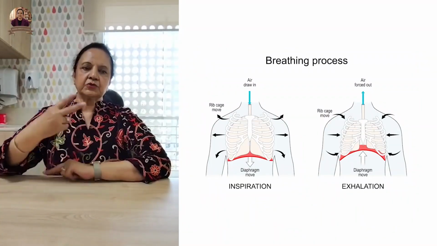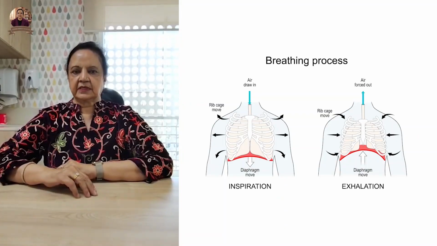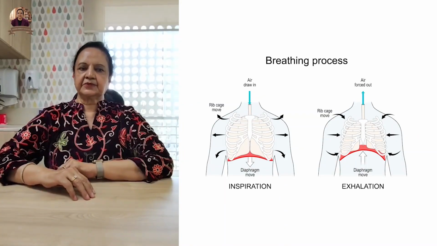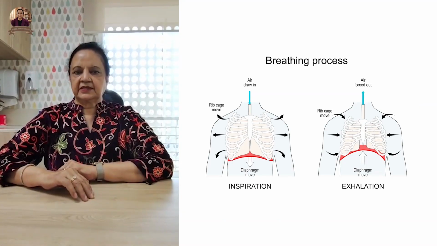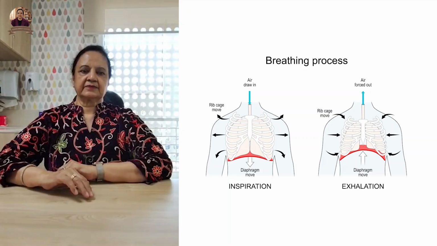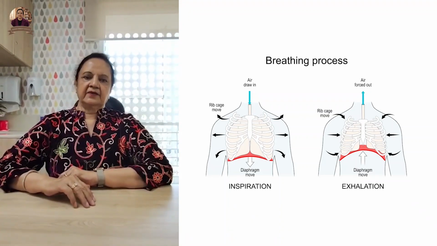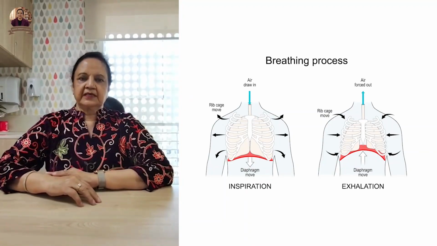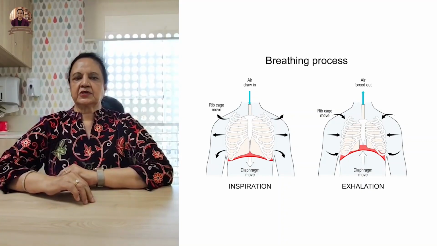Breathing involves two steps. Inhalation: diaphragm contracts, moves down. Intercostal muscles contract, lifting the ribs. Thoracic volume increases, pressure decreases, so the air enters. Exhalation: muscles relax, diaphragm domes up, ribs move down, volume decreases, pressure increases, so the air is pushed out.